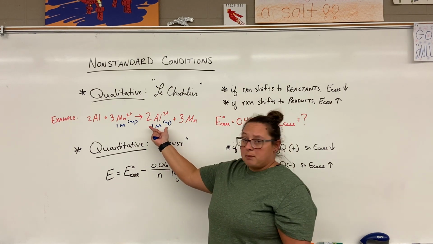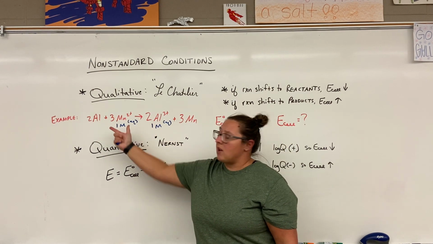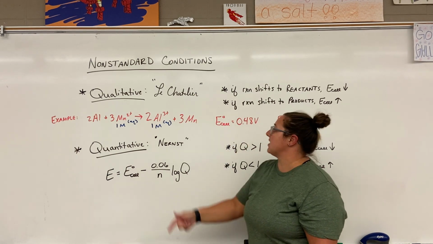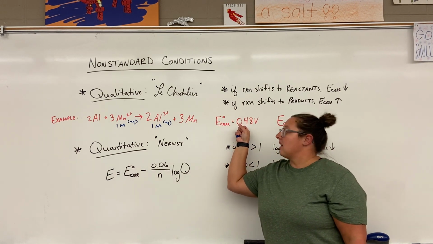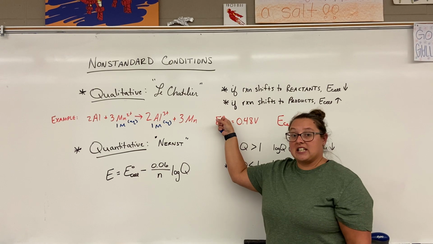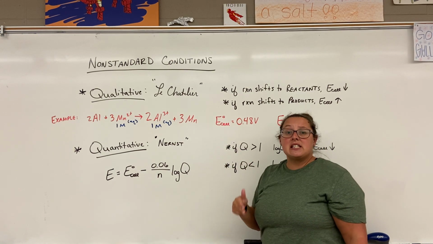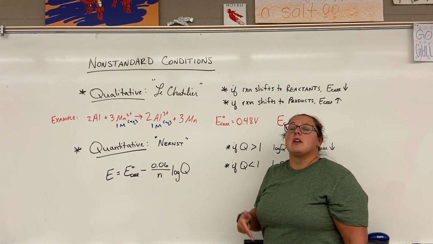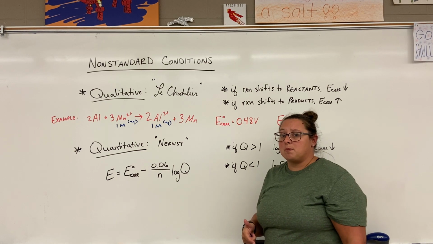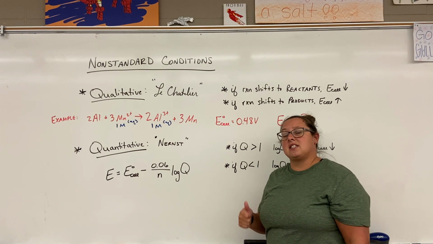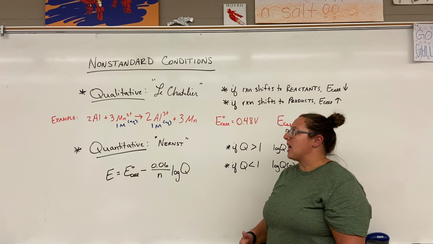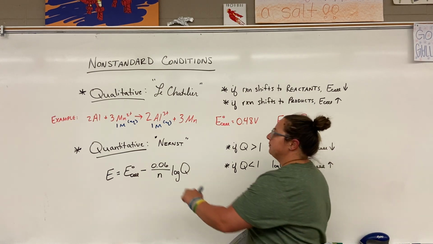So if I say that this is 1 molar and 1 molar, we have standard conditions, and that is why we can calculate our Ecell at standard conditions by saying Ecell is equal to the Ecell of the reduced species minus the Ecell of the oxidized species. But let's change it up a little bit.